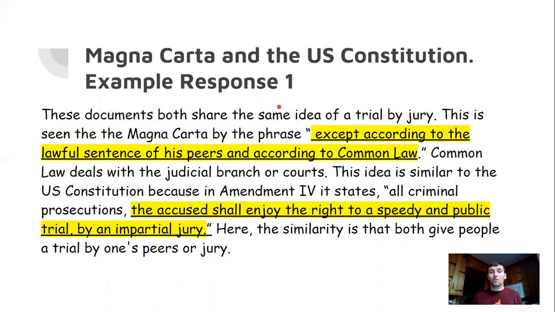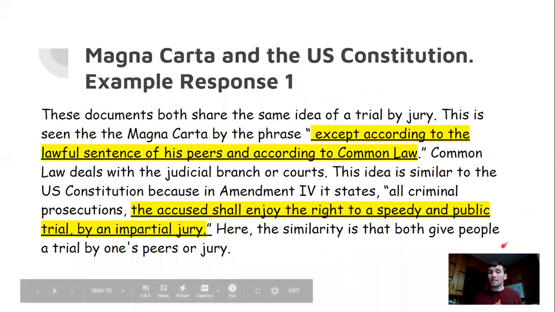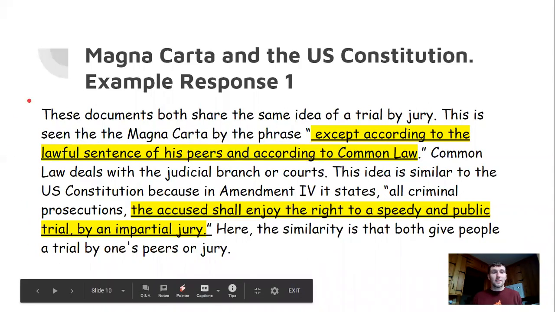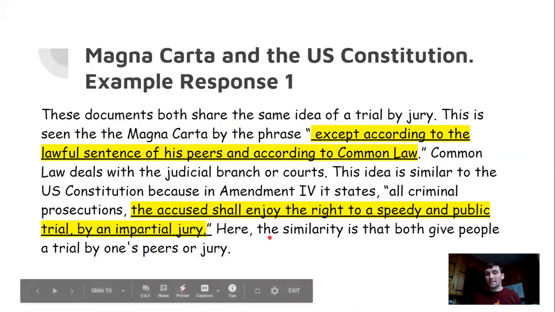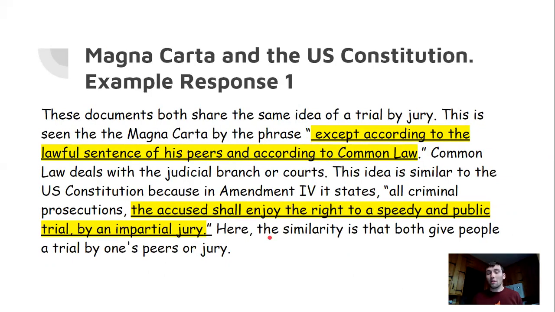So as you are writing your responses, this is the format that you are aiming for. Here I make a claim: what is the similarity? I show it within my two quotes, and I summarize it at the end, saying that they both give a trial by one's peers. And this is what you will do for the other two examples from the Magna Carta and U.S. Constitution.